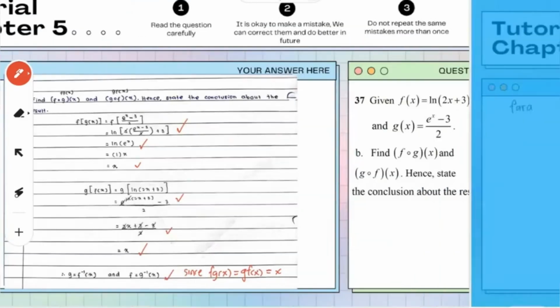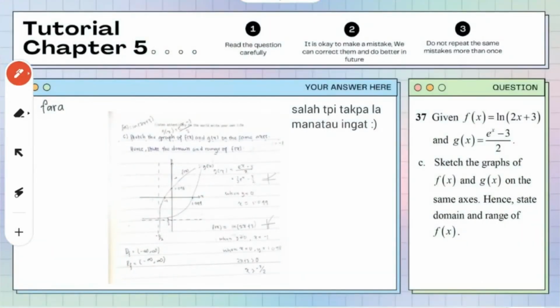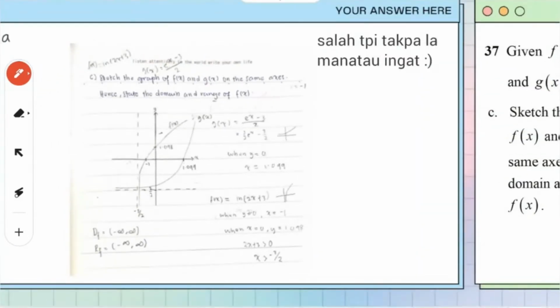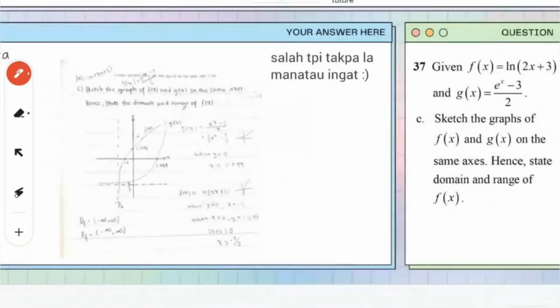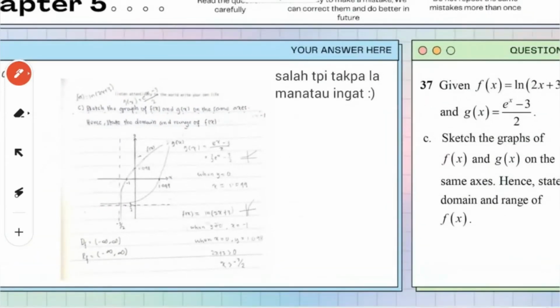Now, kita tengok kepada Farah punya jawapan. Salah tapi tak apalah, mana tahu tanya. Now, C. Sketch the graph of fx and gx on the same axis and hence state the domain and range. Okay, so for this one, kita nak lukis graph of f dengan g saja kan, and kebetulan kita dah tahu dah g dengan f tu adalah inverse of each other.